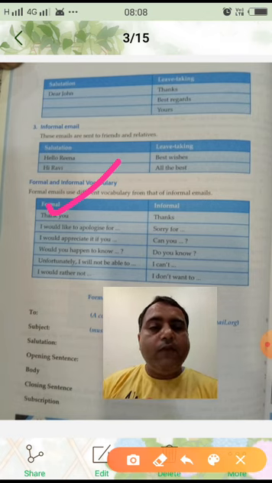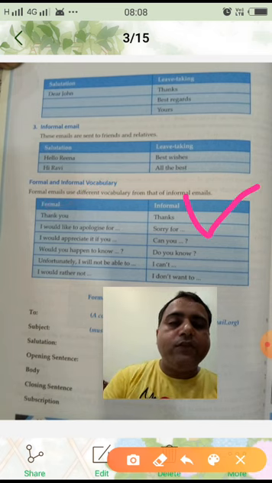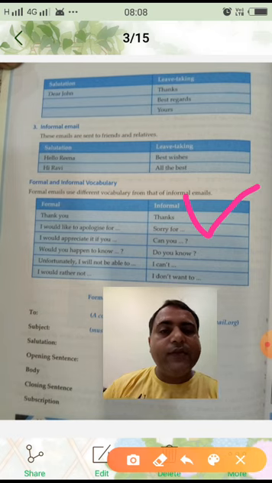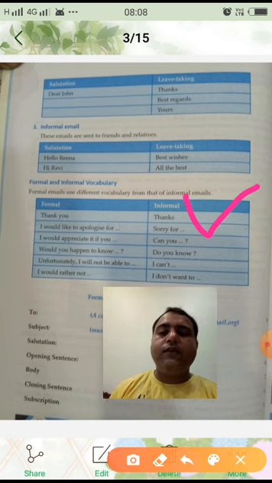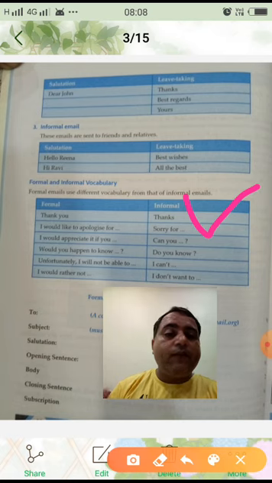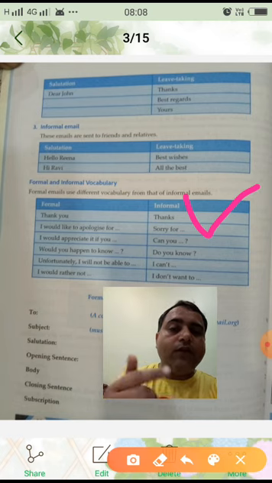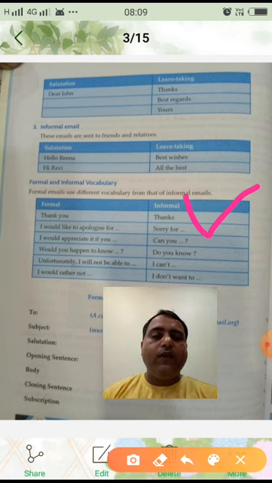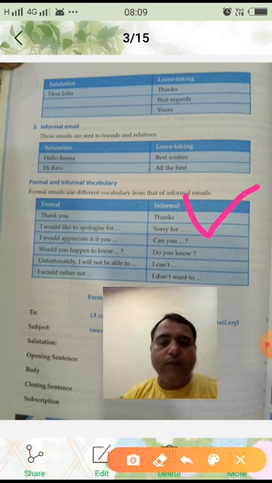Then informal emails is given on the other side. Informal emails, this one. So here: "Thanks," "Sorry for," "Can you," "Do you know," "I can't," "I don't want to." Here, as we have learned just now, in informal emails we can use contractions, like here it is given "can't" or "don't." So that we can use in informal emails. Okay, so you have to keep this in mind.